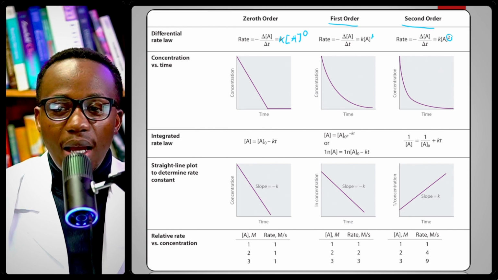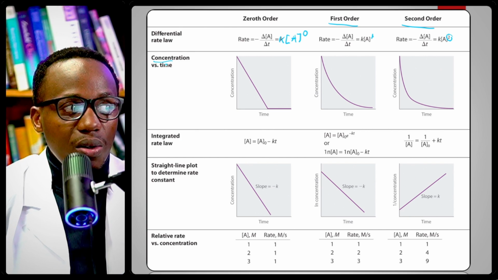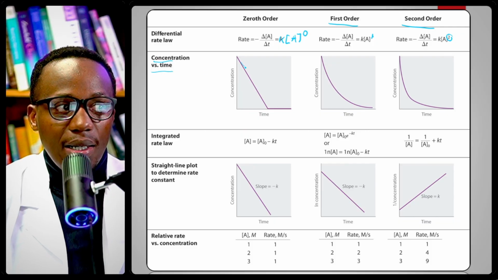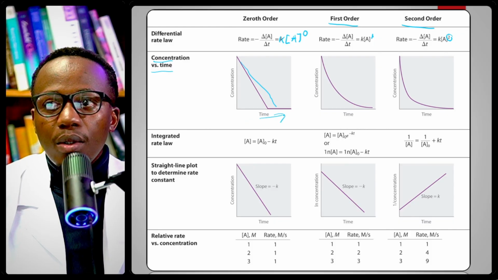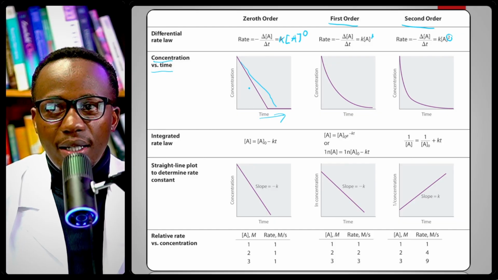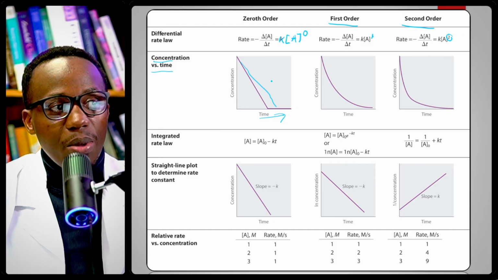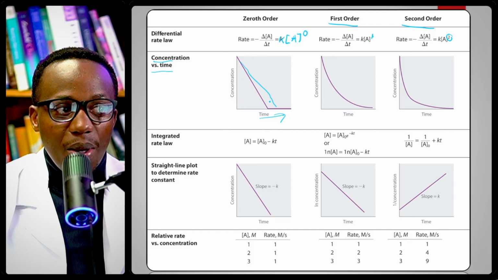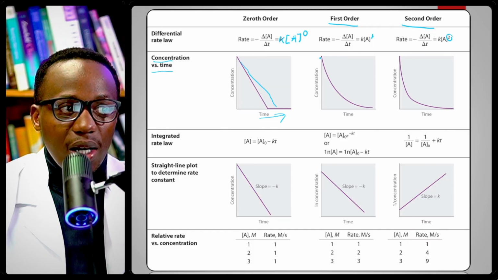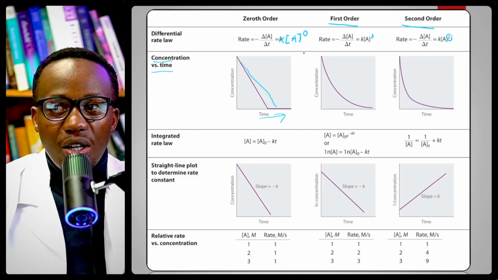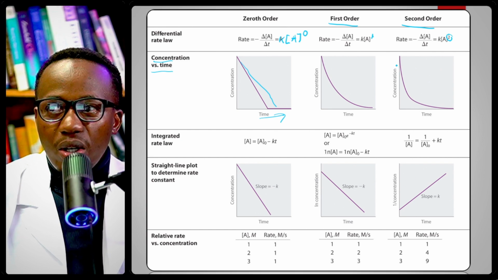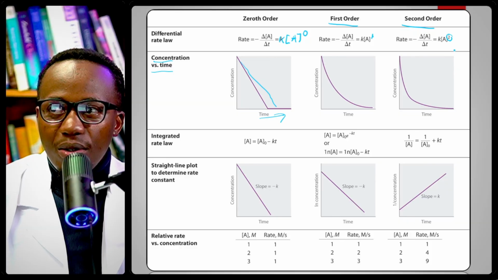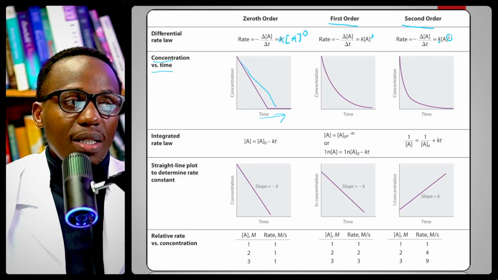I want you to look at how it happens. If you take concentration versus time, for zero order it's going to be linear like this. As you increase time, the concentration will decrease steadily, or it will increase if you're measuring the product. But the first order reaction decreases, not in a linear way. It decreases faster. And the second order reaction decreases even faster. Why? Because again, the rate increases dramatically.